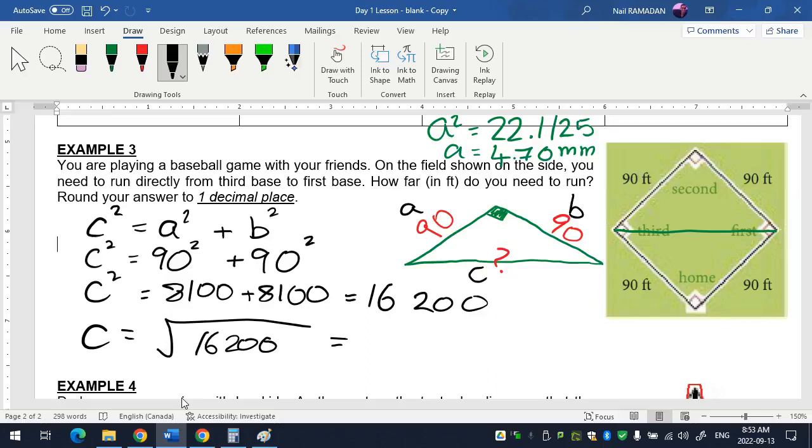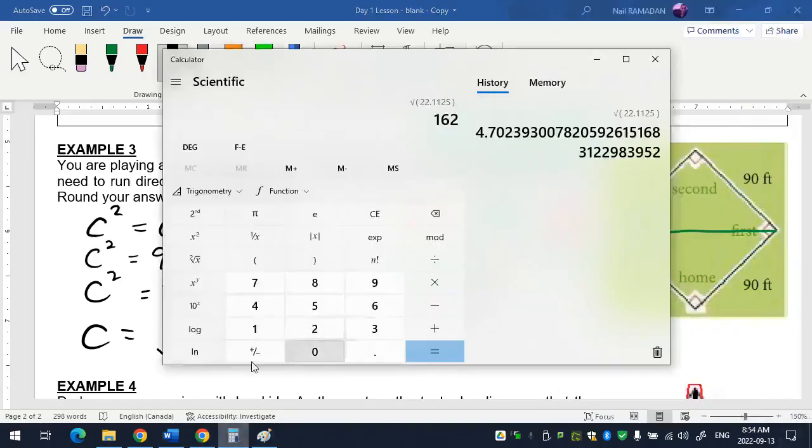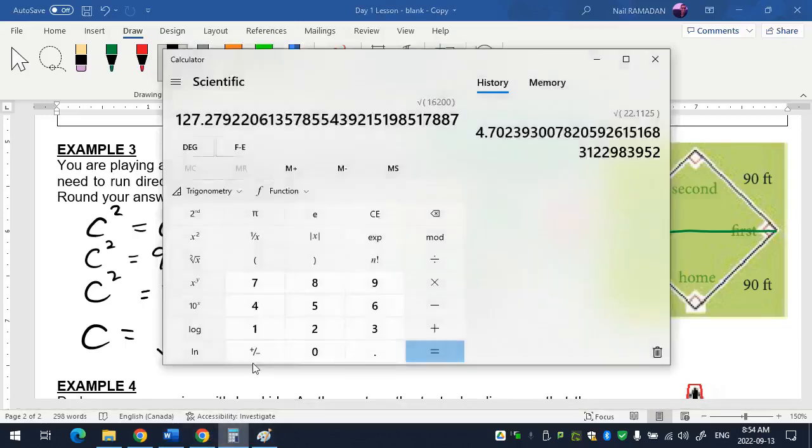How much more? I don't know. Depends on how big these get. The bigger the triangle, the longer the base. So this guy would be the square root of 16,200. Is that correct? Okay. What's the rounding situation? 1 decimal. So nearest tenth in a way. So let's see. I'm going to cut it right here.